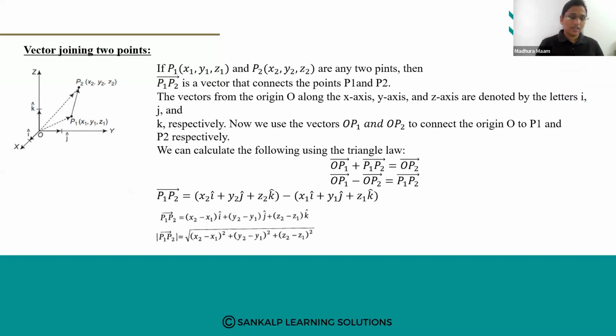Okay, so let P1 and P2 be two points. We want to find the vector component of P1P2. So what do we do? P1 has coordinates x1 y1 z1, and P2 is also there. Okay, for our convenience let us join P1 with the origin, and join P2 with the origin. Then what happens? OP1 becomes a position vector. So it will become x1i plus y1j plus z1k.